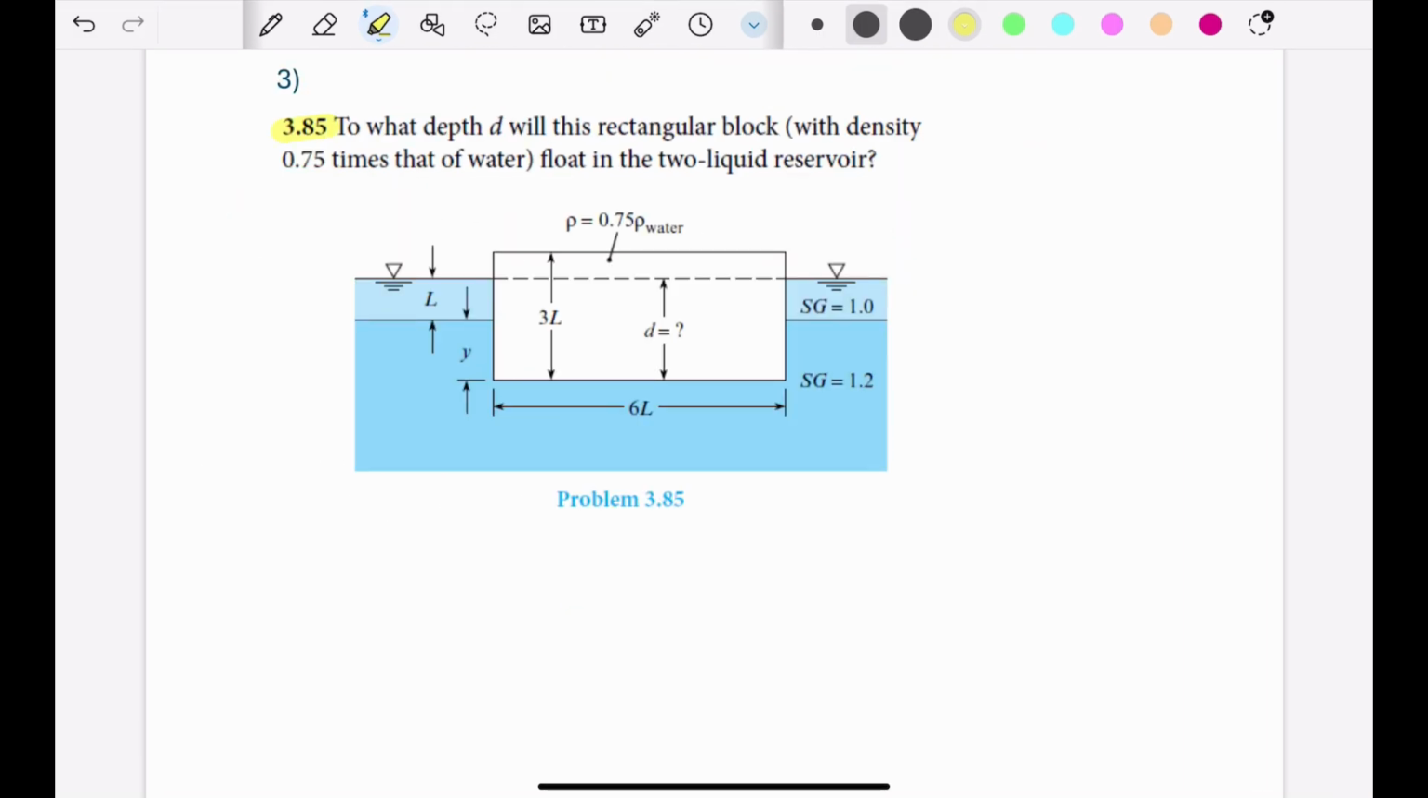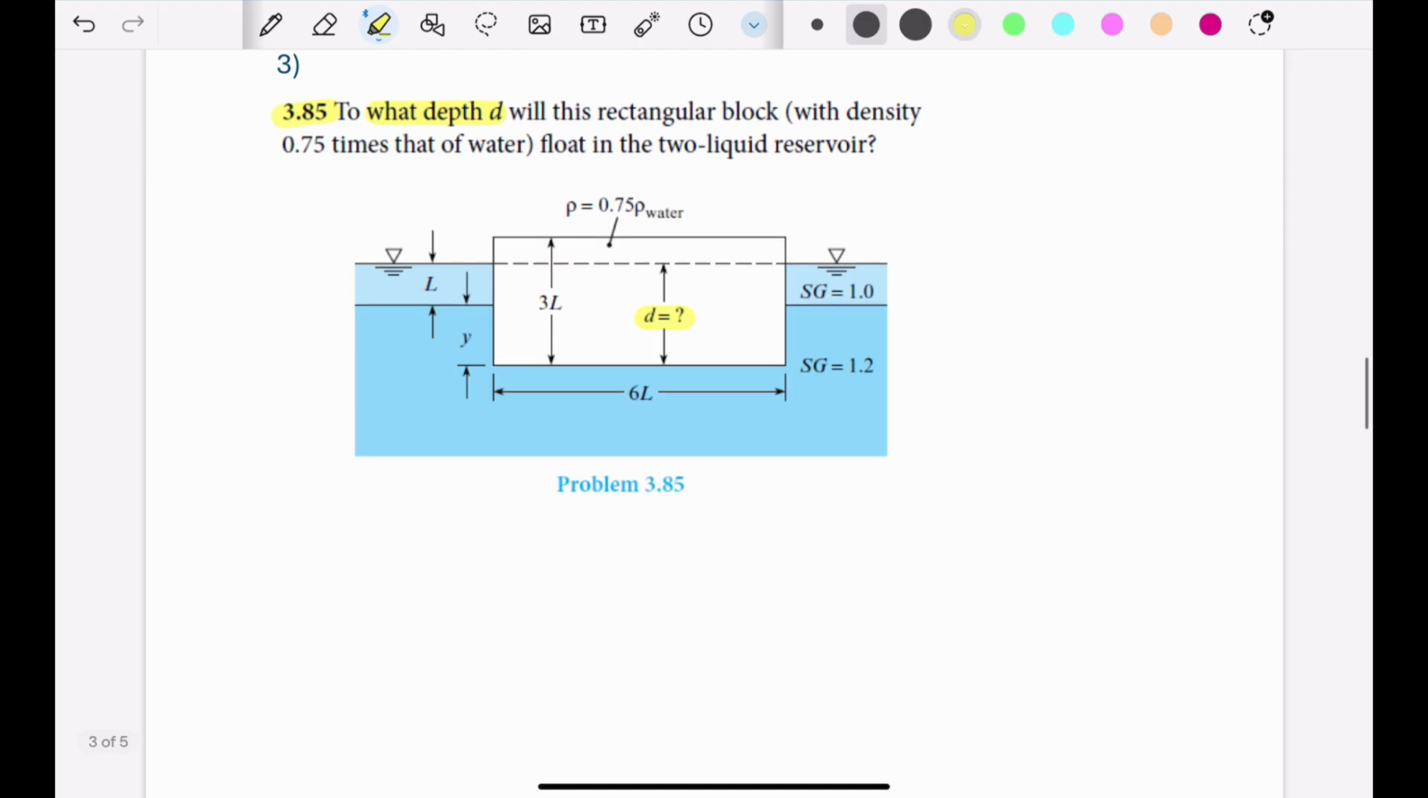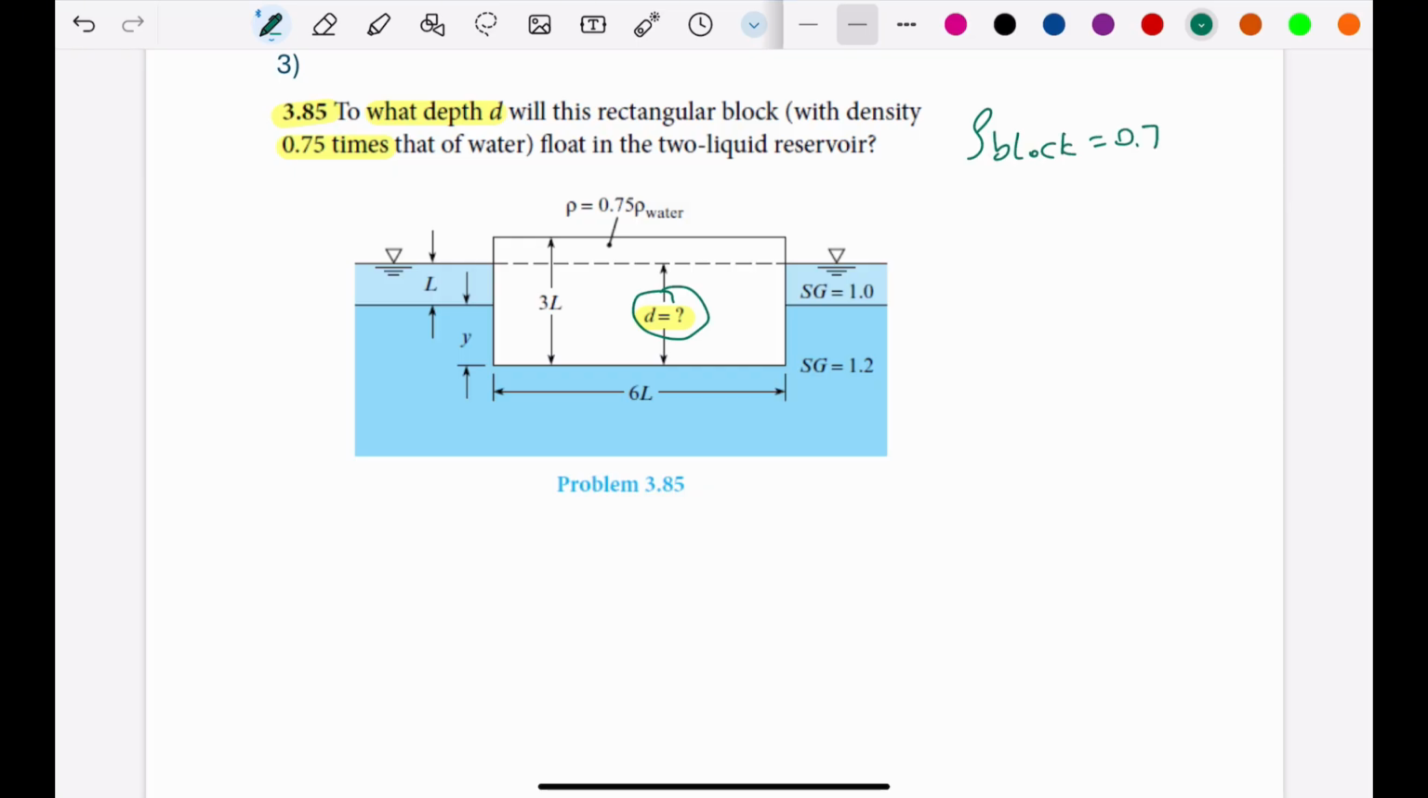Okay, this is question 0.85. To what depth D, which is here, will this rectangular block with density of 0.75 times that of water float in this two liquid reservoir? So we need to find this depth so that this block will be floating. And we have density of block, which is 0.75 times the density of water.